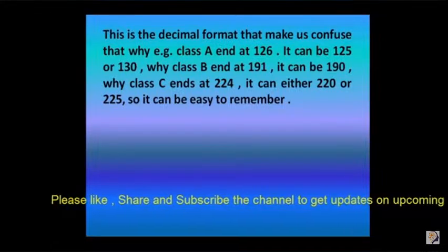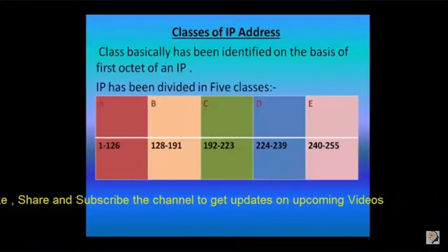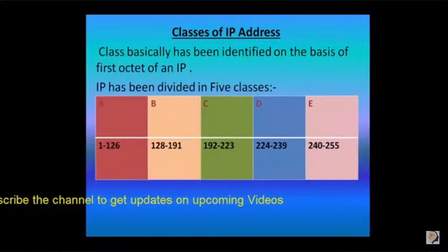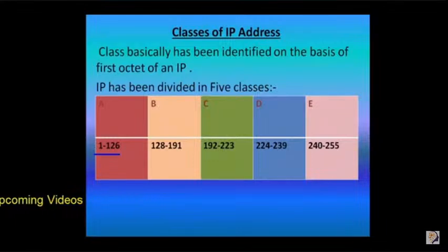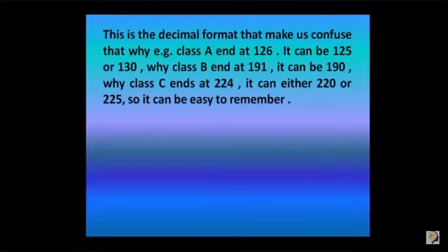What we have seen is in decimal format, so it makes us confused. Let's come back here. Why does it end with 126? It can be 125 or 130, easy to remember. It can be 230 or 225. It can be 190. Why does it stop at 192? Why up to 224 to 239? It is a little difficult to remember. But the actual reason behind this is again something different.